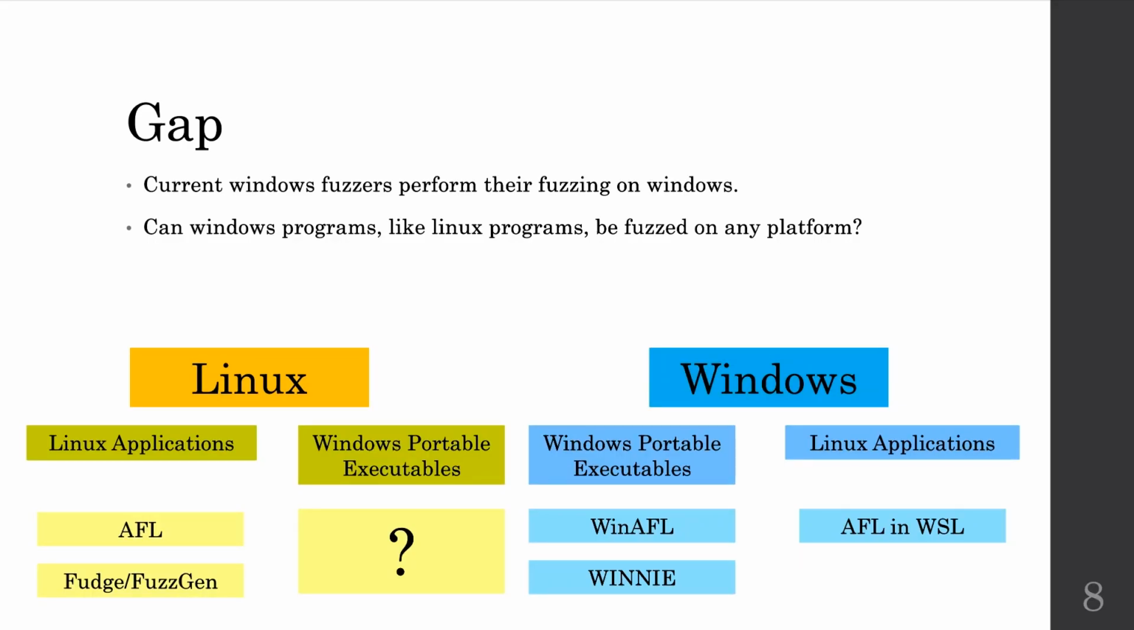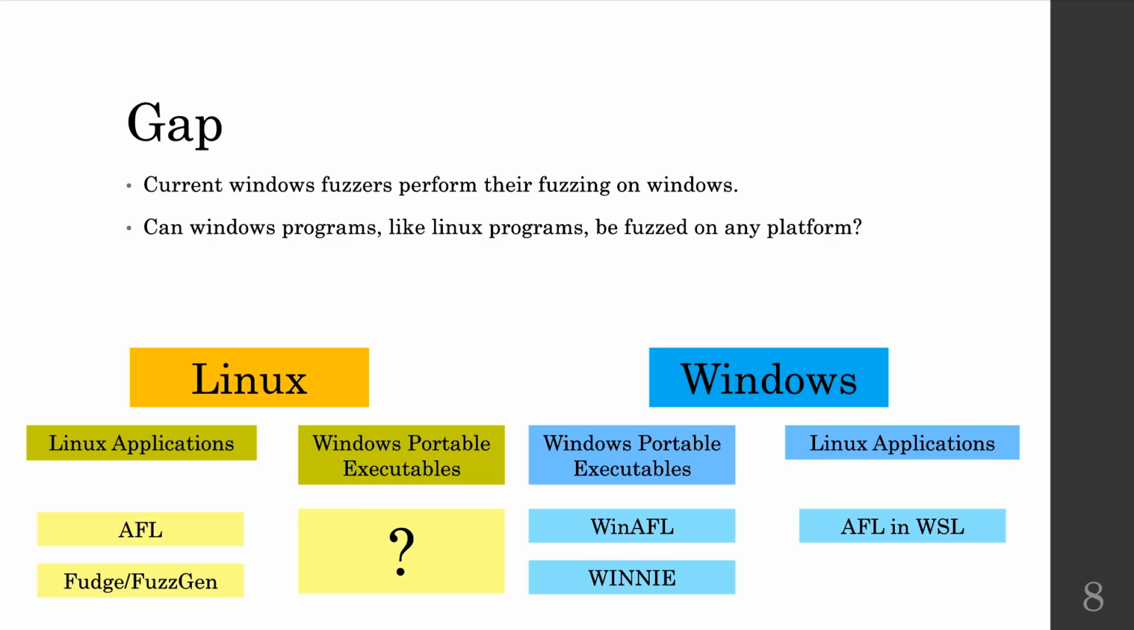So on Linux, we can fuzz Linux applications. We can use AFL. We can also do harness generation with Fudge and FuzzGen and some other similar programs. We can fuzz Windows programs on Windows. We can use WinAFL. We can use Winnie, as just discussed. We can also use the Windows subsystem for Linux to use open source Linux fuzzers as well.